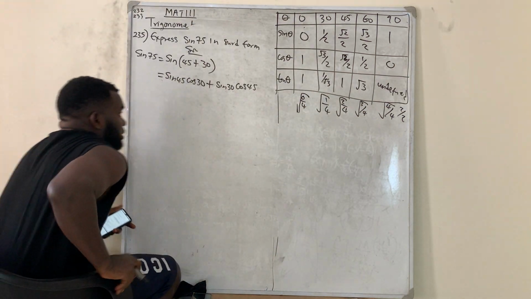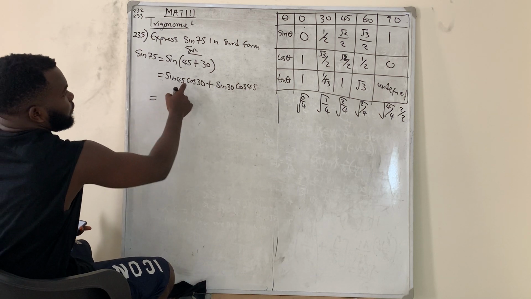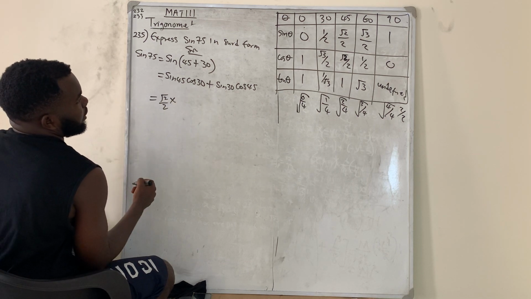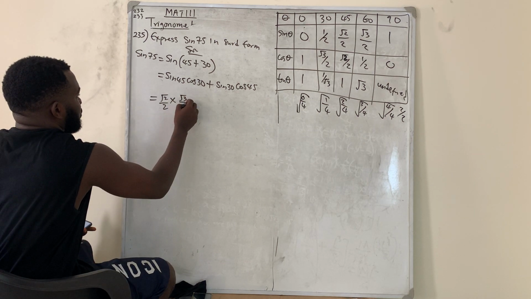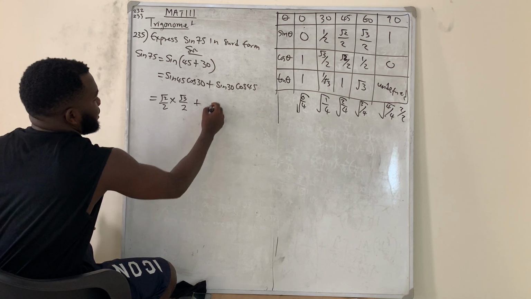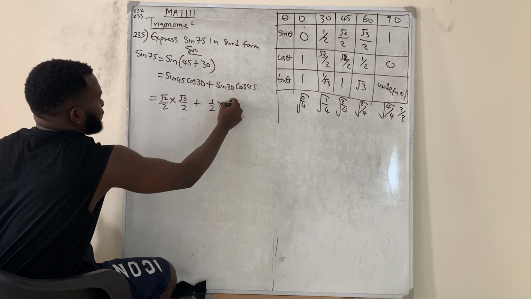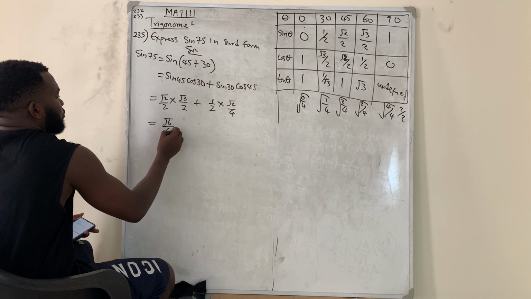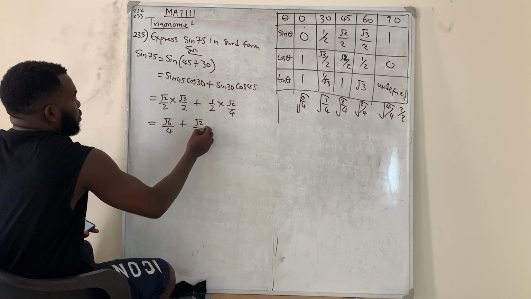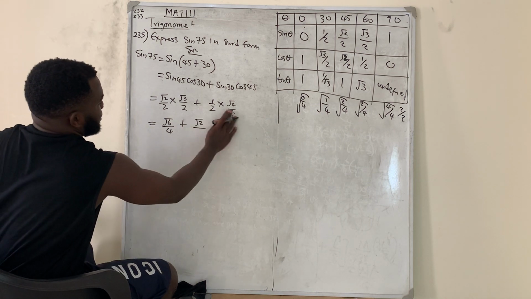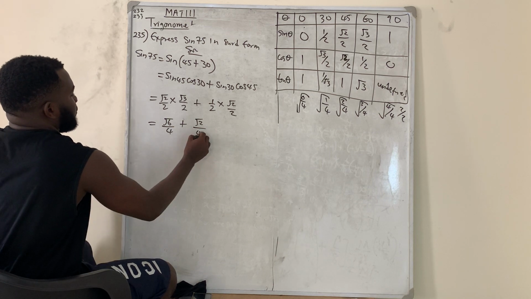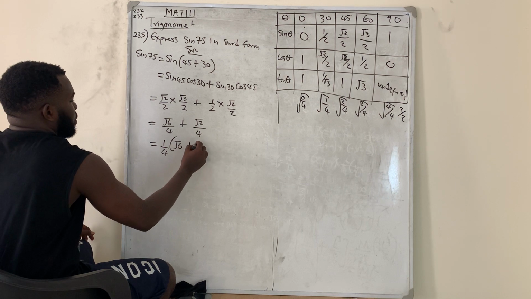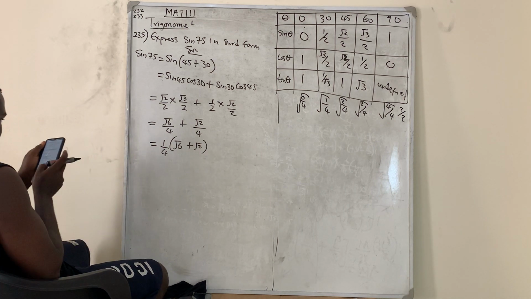So the reason I did that is because of this particular question. Therefore, sine 45 gave us root 2 over 2 times cos 30. Cos 30 gave us root 3 over 2, plus sine 30 is 1 over 2 times cos 45, root 2 over 2. So I'm left with root 6 over 4 plus root 2 over 4. So my answer is now 1 over 4 in bracket of root 6 plus root 2.